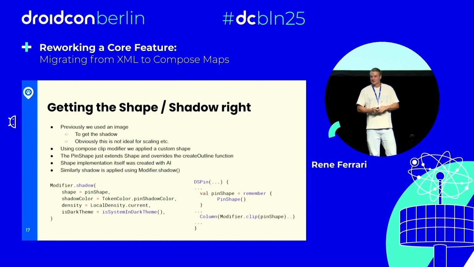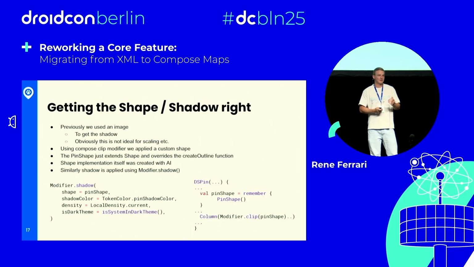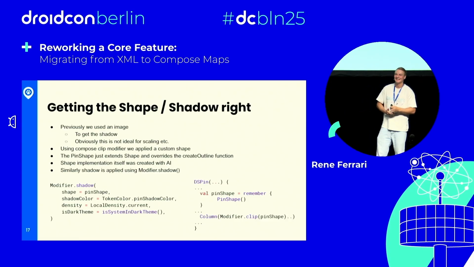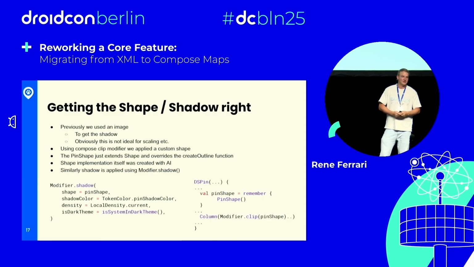So the tricky part was, of course, getting the pin shape correct, because as you see before here, it's teardrop shaped, and the shadow. But fortunately, you can just use the shape API in Compose. So I created this simple class, PinShape, and you need to override one function. I think it's called createOutline. The shape itself is generated with AI, but that worked quite well because it's some cubic Bezier curve, whatever. Similarly, for the shadow, I just used the modifier shadow. It worked quite well because you can provide it the shape as well, which is super nice now with Compose, and then you can just draw a shadow as well.